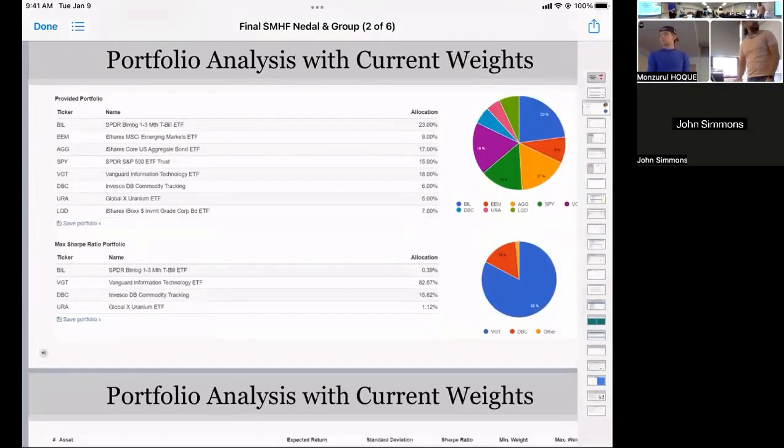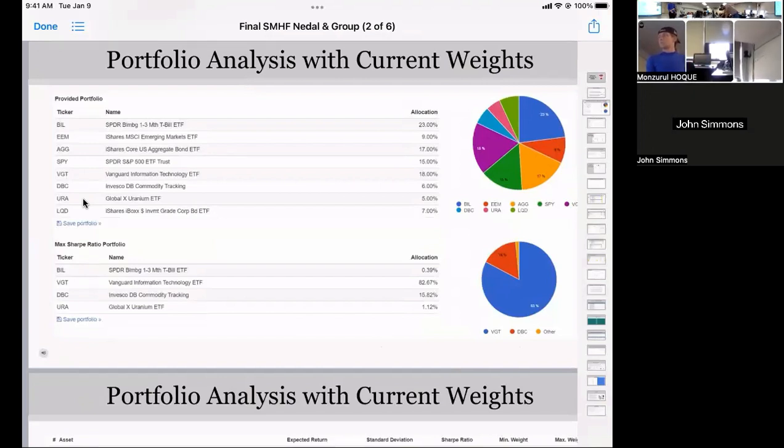All right, so this is Alex's slide. I'm gonna be playing her audio so you guys can hear what she has to say about her analysis of the current weights.